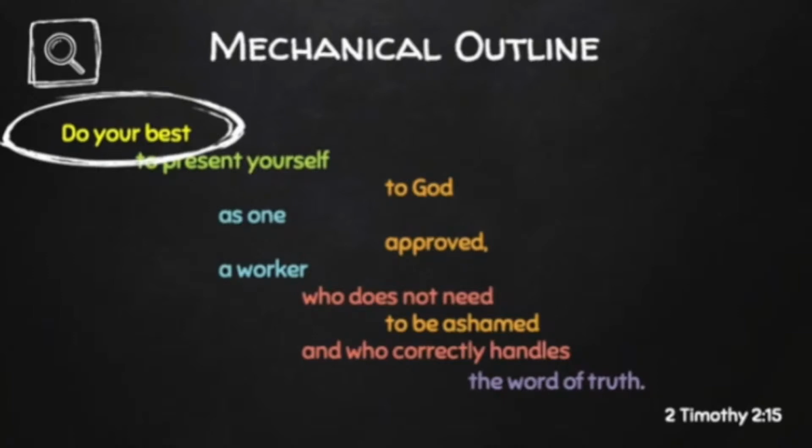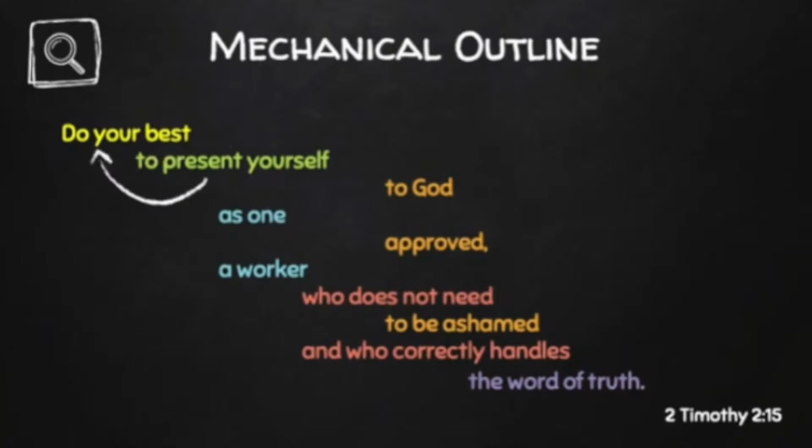If it had something that modified it before that, I would have indented that and still put do your best at the left. You know, if it had said, say, in all things do your best, I would have indented that and then put do your best at the left. And then modifying do your best is to present yourself to God. Now, to present yourself, I've indented one more space and put it right under there to show that it modifies do your best. But to present yourself is modified by to God.